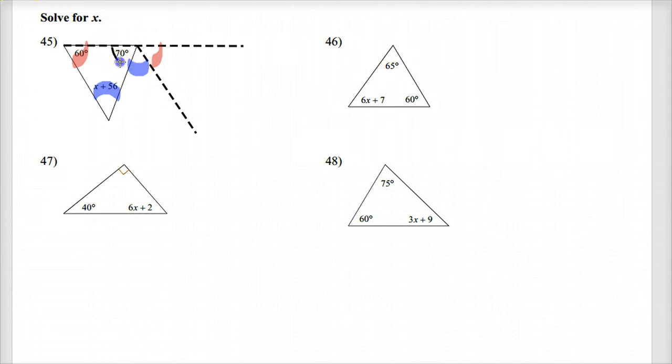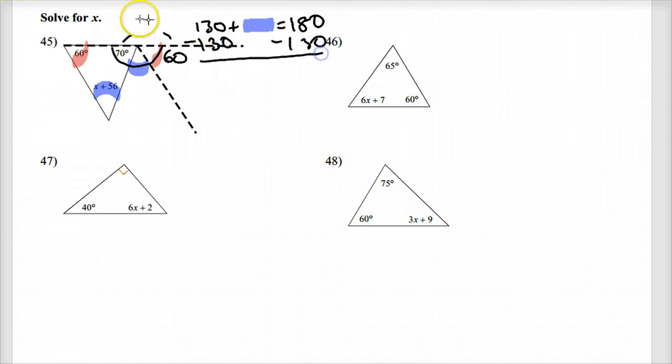So that means we're going to have 70 plus the blue plus the red, which is 60, all adds up to 180. Well, let's take a look at this. 70 and 60, that's 130. So 130 plus the blue equals 180. That must mean then that if I subtract 130 from both sides, the blue equals 50.